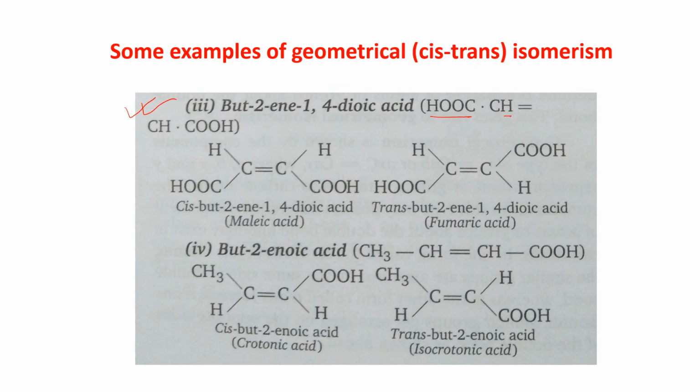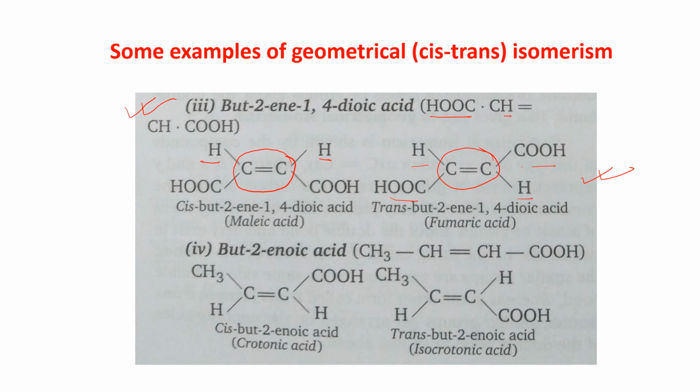So they are present with doubly bonded carbon atoms. Now this hydrogen and hydrogen, the similar group, is present on the same side. So this is known as cis form, and here in the second one you can see that the similar groups are present oppositely with the doubly bonded carbon atom. So they are known as trans form.